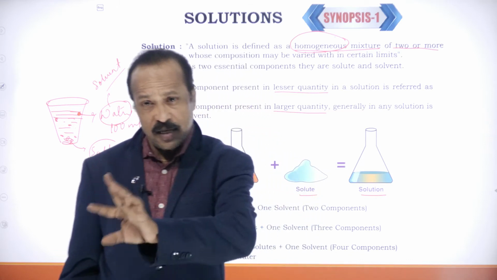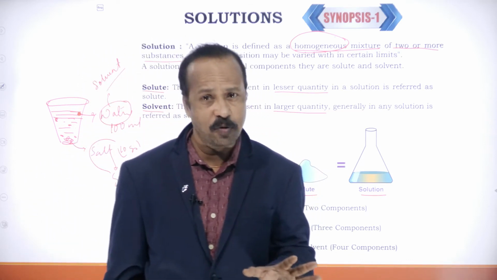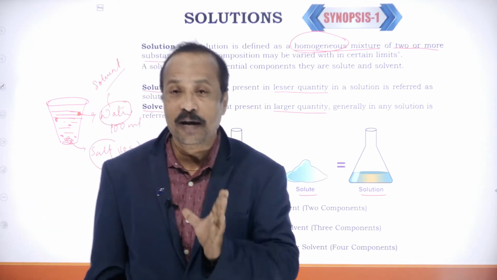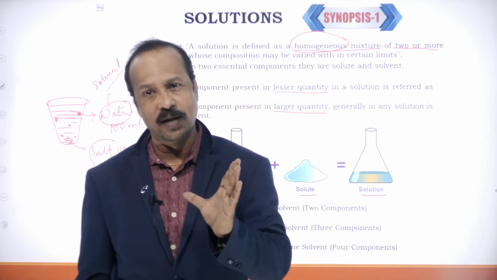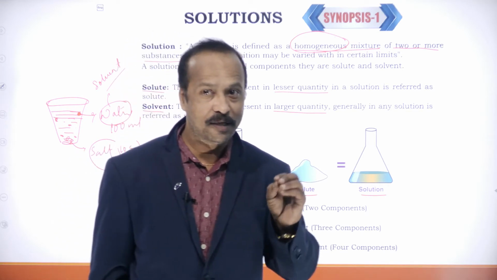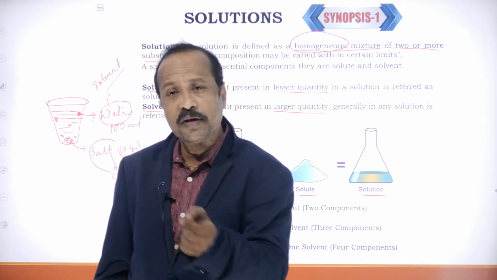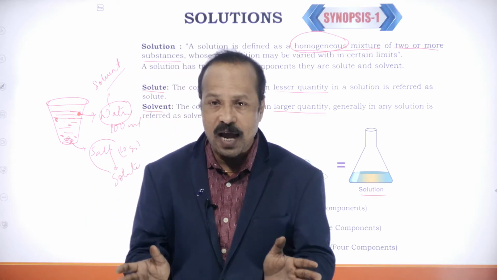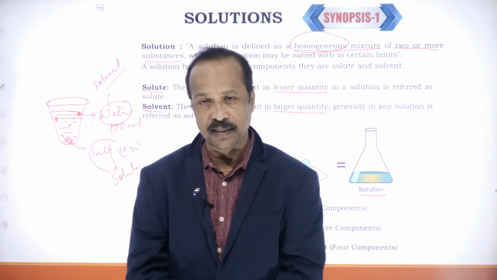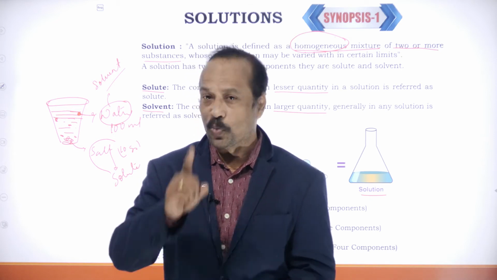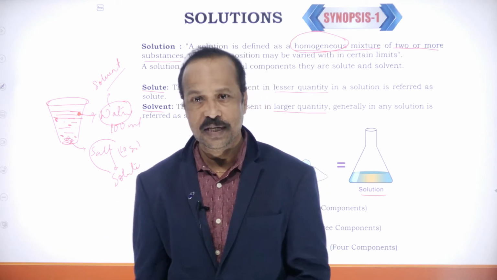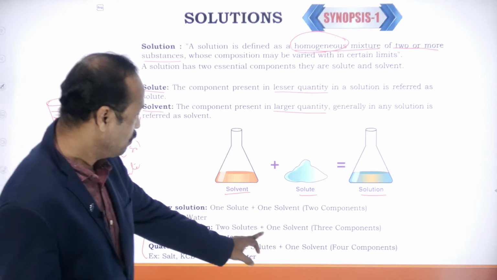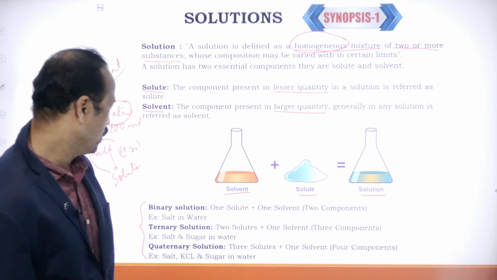And the three components, are all three the same quantity? No. Here milk is more. Milk is 1 cup or 1 glass of milk, but sugar and Boost are only 1 spoon each, right? So these two are considered the solutes, and milk is considered the solvent. So one solvent with two solutes is called a ternary solution, so total three components, right?